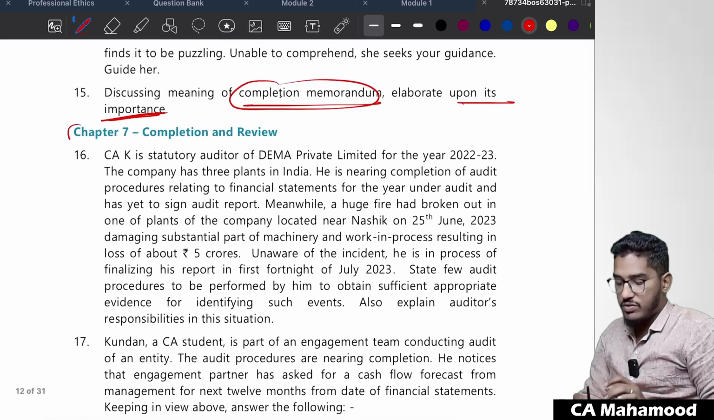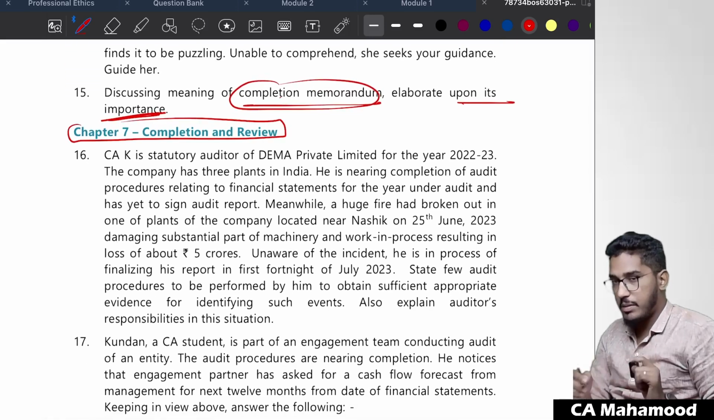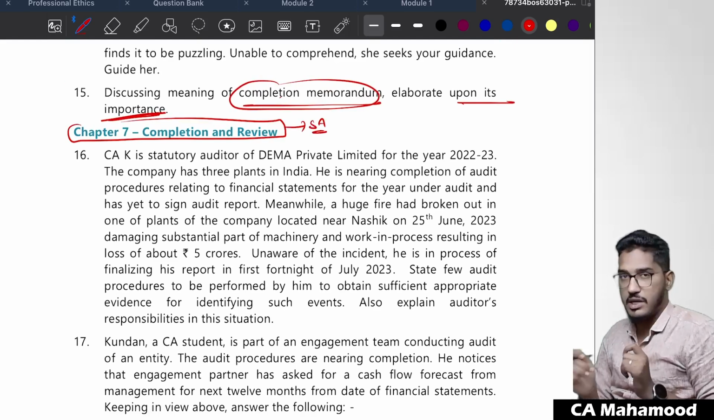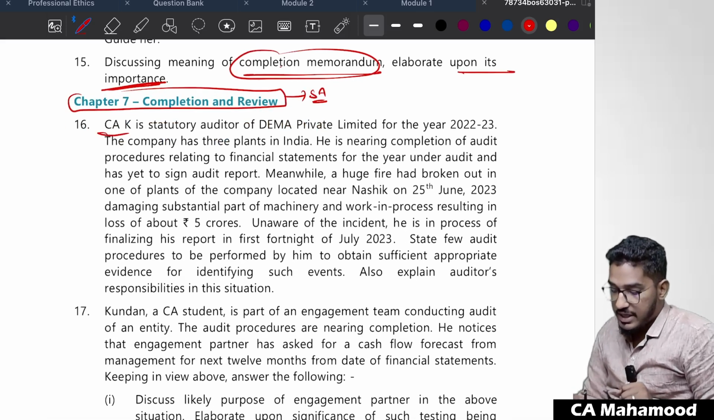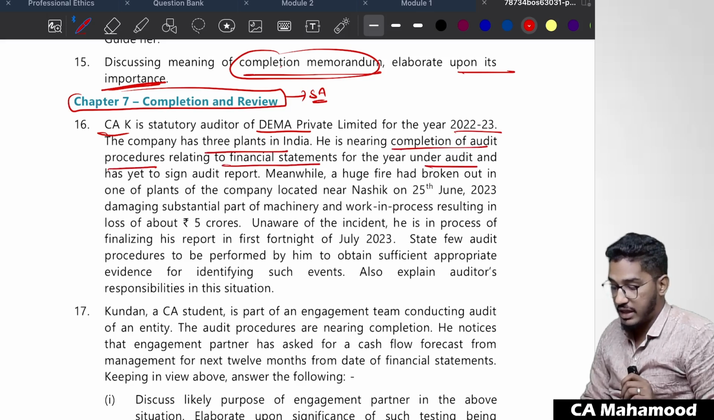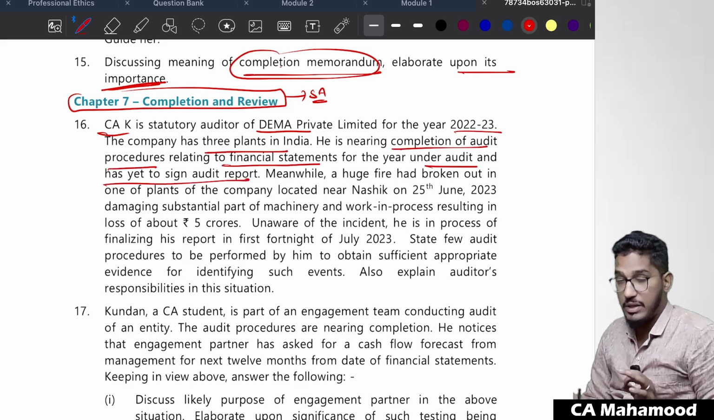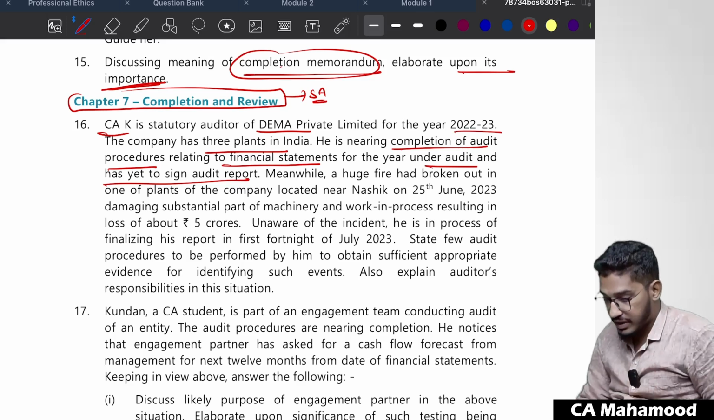Next, completion and review. See, there will be no separate chapter in our material, completion and review. In completion and review, there will be few standards that we have merged in the standards on auditing chapter only. Now, anyhow, let us see. CAK is a statutory auditor of DEMA Private Limited for the financial year 22-23. The company has 3 plants in India. He is nearing completion of audit procedures relating to the financial statements for the year end under audit and has yet to sign the audit report. That means audit report has not yet been signed.